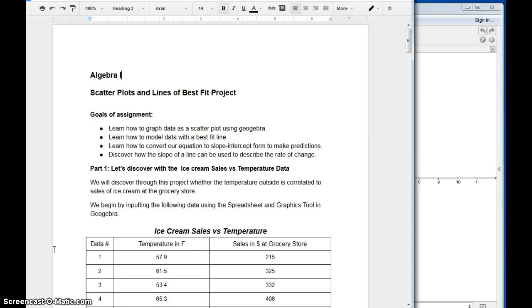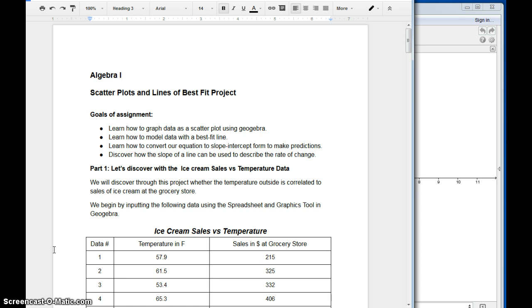Welcome to our scatter plots and lines of best fit project. Today you're going to learn how to graph data as a scatter plot using GeoGebra, learn how to model the data with a best fit line, convert our equation to slope-intercept form to make predictions, and lastly discover how the slope of a line can be used to describe the rate of change.